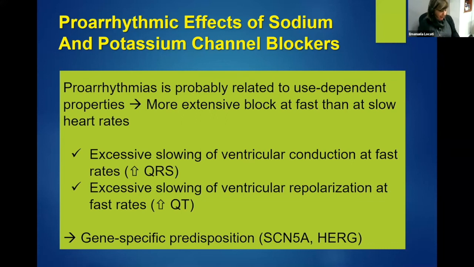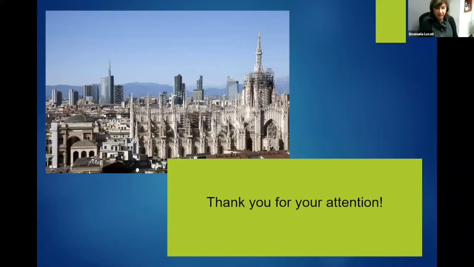So far, in most of the cases, the genetic predisposition is discovered after you have a proarrhythmic effect and you do your analysis. In the future, you will probably do it the other way around.